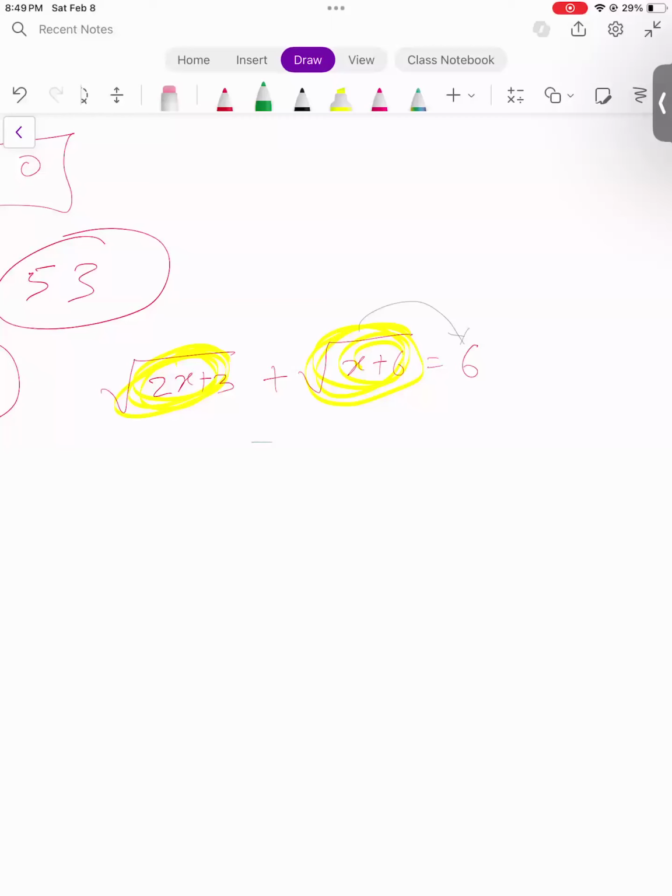For that, I subtract the same number on both sides. So this is gone. Square root of 2x plus 3 equals 6 minus square root of x plus 6.